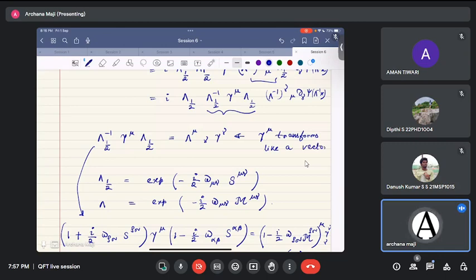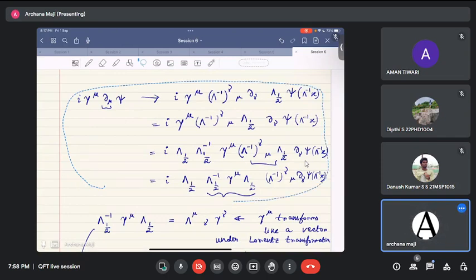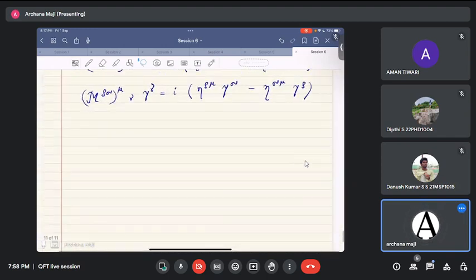Like a vector under Lorentz transformation. Okay, having said that, let's get back to our point. So we were here, just let me copy the entire thing down. Okay, and we will use this particular relation that we have proved.